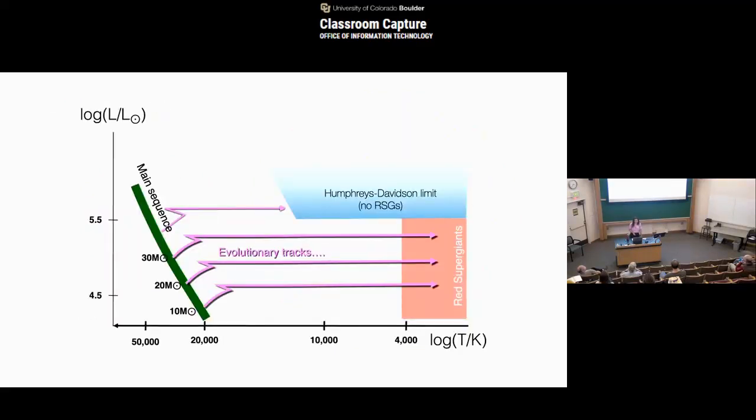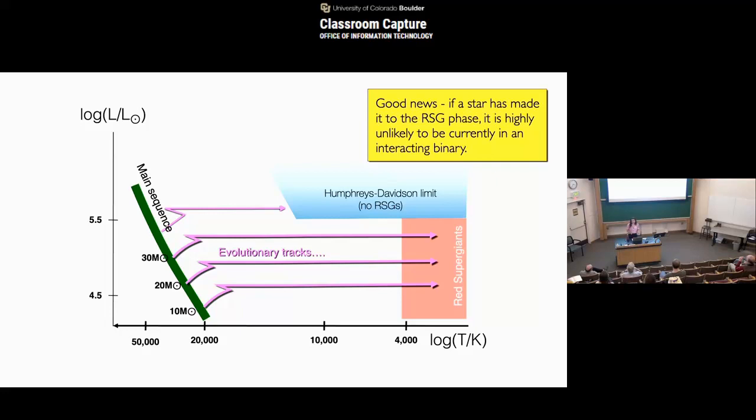This is what it looks like on an HR diagram. I'm a stellar astronomer, so I have to show multiple HR diagrams. The massive stars are on the main sequence, and they travel at pretty much a constant luminosity until they land in the red supergiant phase. This is probably the last phase that these stars will live through before they die. It's a super quick phase, only about 1 million years or so. And above this mass, we don't see stars having a red supergiant phase.